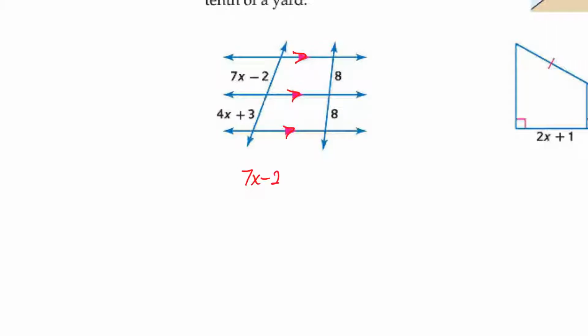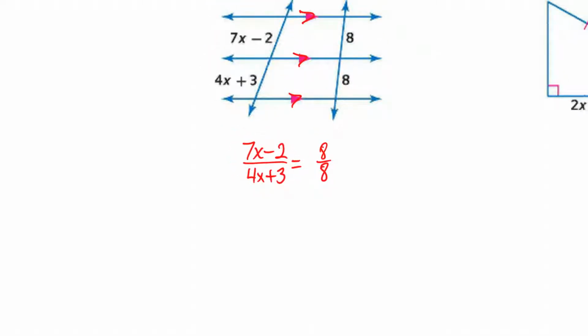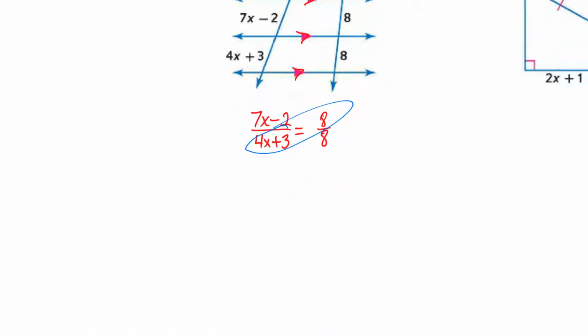Okay, so these lines are parallel, so it splits this proportionally. So 7x minus 2 is to 4x plus 3, as 8 is to 8. All right, so there's a couple things going on there, but we can just solve it like that. We can just cross multiply, but I do want to come back to this after we get done and talk about this a little bit more. So let's just cross multiply. 4x plus 3 times 8 is what? 32x plus 24 equals, what's 7x minus 2 times 8? 56x minus 16.